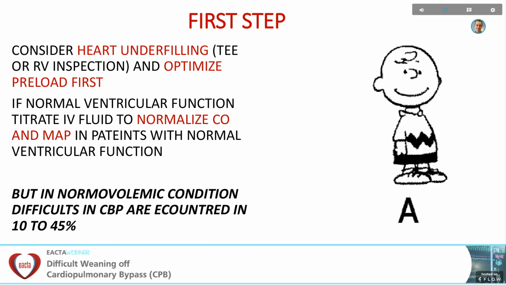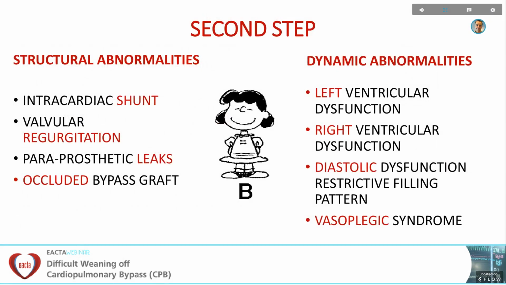If normal ventricular function with the normalized cardiac output and MAP, then we can start to think to use an inotrope. So be aware to optimize preload first. But also in normal volemic condition, there is a difficult weaning from CPB in a percentage from 10 to 45%.